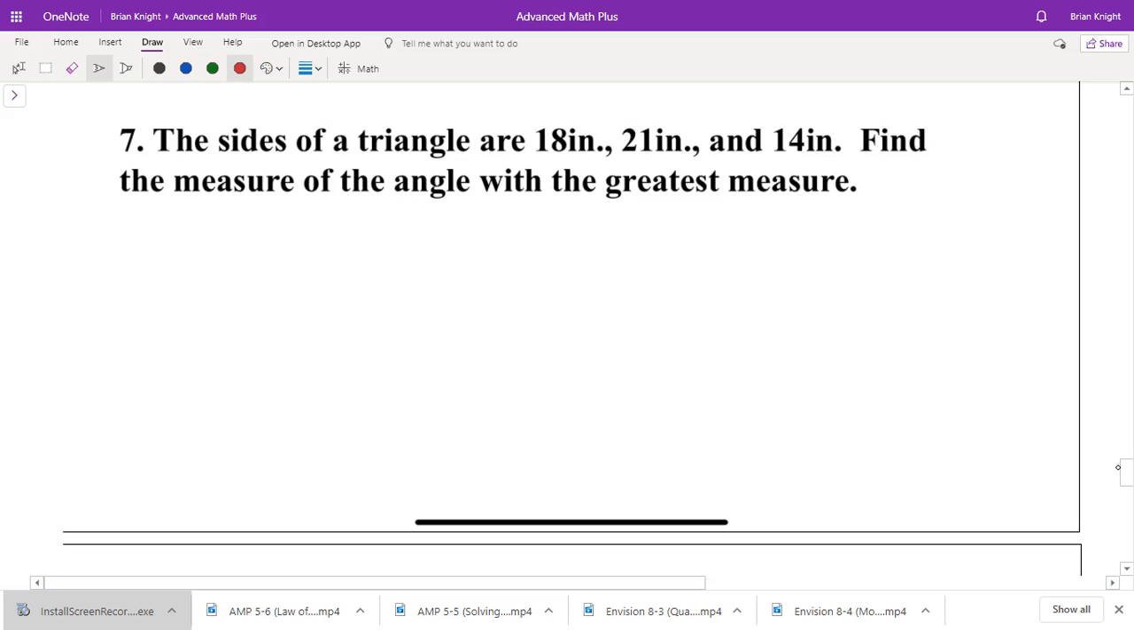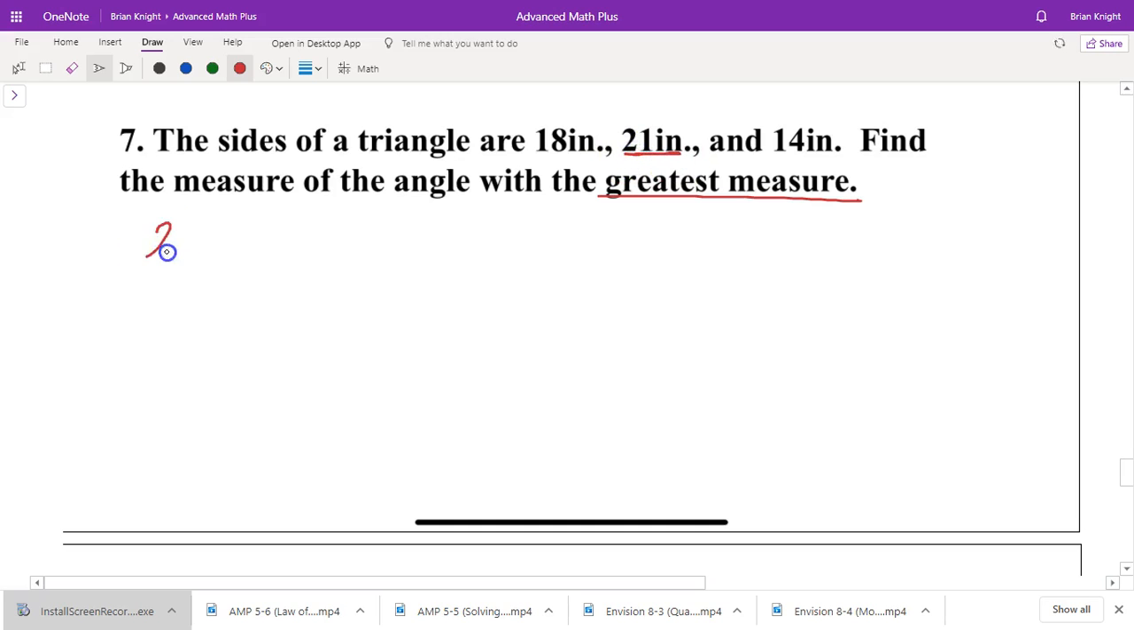For 7, we're doing the same thing, but we're not solving the triangle. We're not finding everything, just what they asked for. Notice they don't even give us variables. They just say find the angle with the greatest measure. Back to geometry class: the angle with the greatest measure will be opposite the longest side. Some of you said the hypotenuse, but remember, this isn't a right triangle. So what's going to come first? 21 would come first.